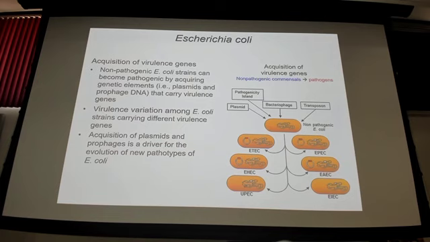That can happen in the gut. So endogenously this can happen, or you can simply eat an undercooked hamburger and get it exogenously. You get a virulent strain of E. coli that way.